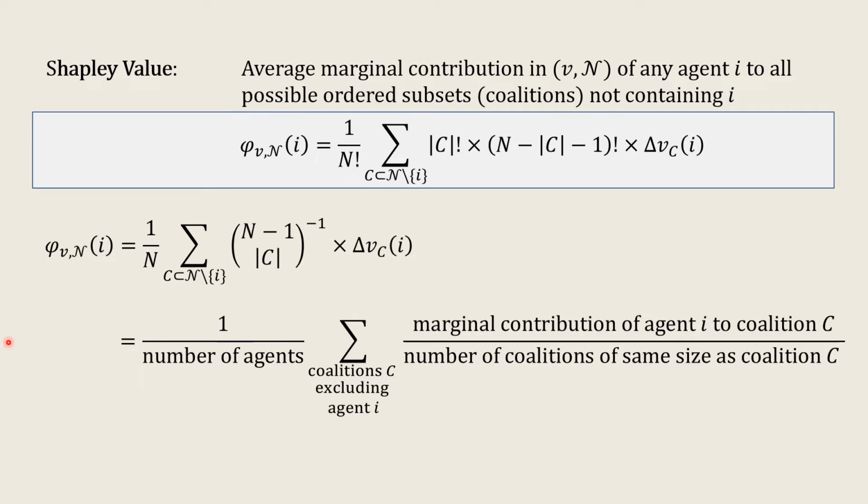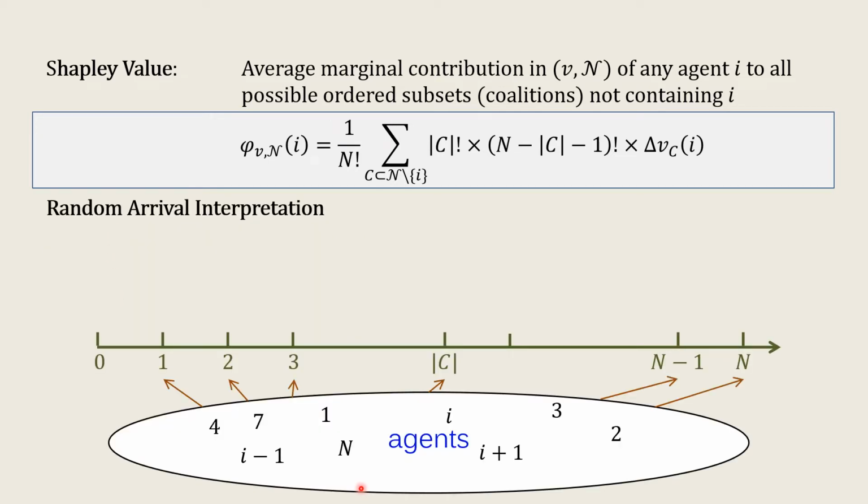Here's one way to interpret this Shapley value. ψ of agent i is 1 over n, summation over all coalitions C, of the inverse of (n−1 choose |C|), that is 1 over (n−1 choose |C|), times the marginal contribution of agent i to each coalition C. And this is equal to 1 over the number of agents, and summation over all coalitions C that exclude agent i of the marginal contribution of agent i to coalition C divided by the number of coalitions of the same size as C. So this is the random arrival interpretation of the Shapley value.